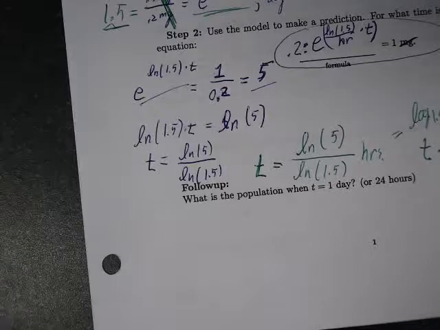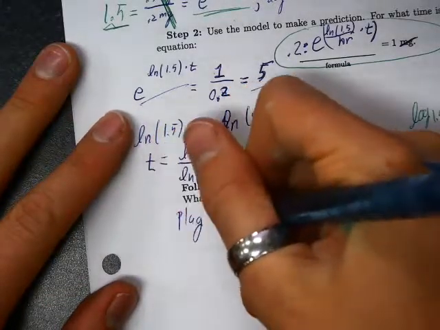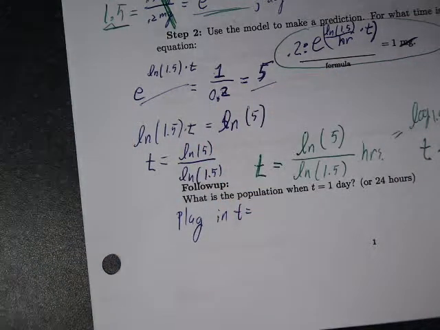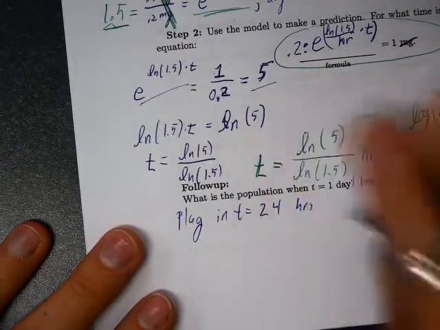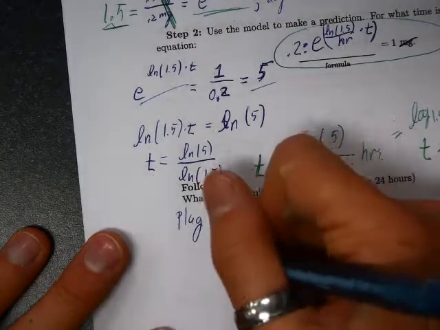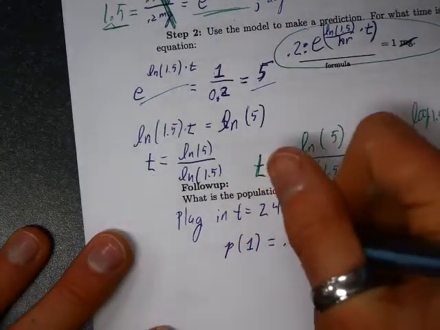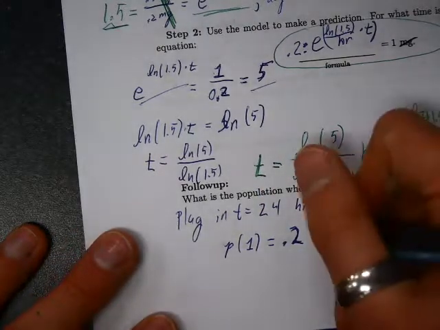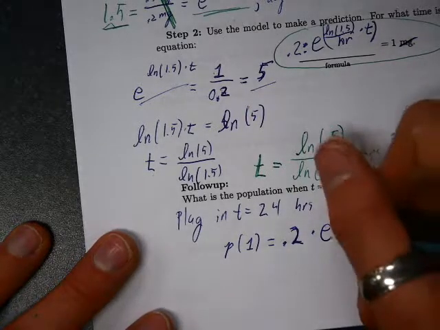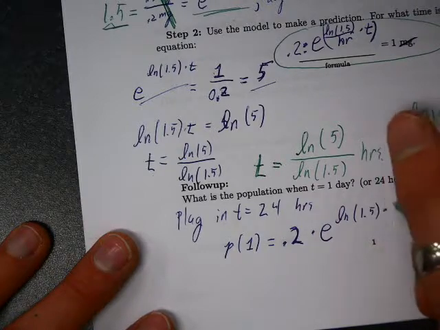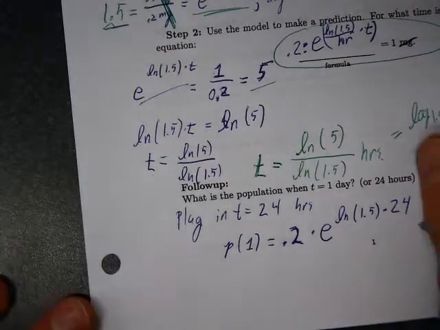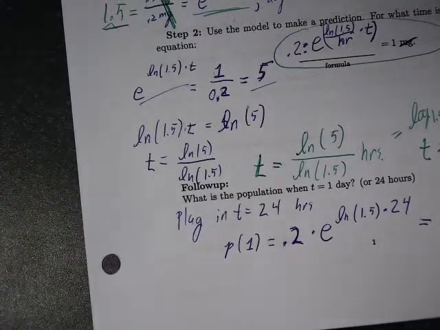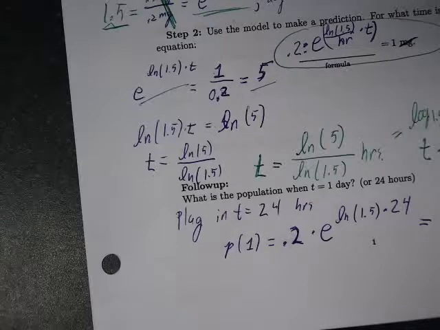Could you just plug in the t to the formula? Yeah. Everything else is in hours, so let's translate to hours. One day is 24 hours. Into the original formula, P of 24 hours, I'll suppress units, is the initial quantity, 0.2 milligrams, times e to the k, but we already know what k is. It's the ln of 1.5 times time, 24 hours. It's 0.2 times the exponential of the log of 1.5 times 24.